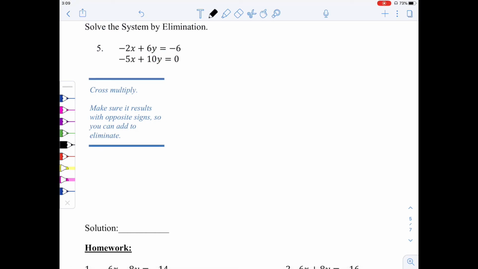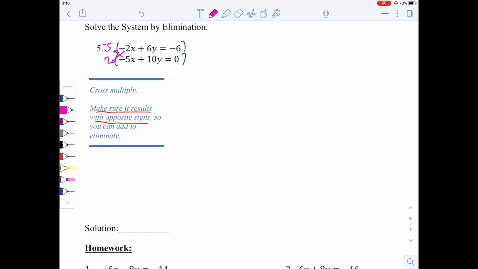Over 5. Same thing. We want to cross multiply. Right there. Make sure it results with opposite signs, so you can add to eliminate. That's the goal, right? So if we want to get rid of the x's here, we're going to cross multiply it. So that's going to be 5. That's going to be 2. Right? But because both are negative, we want to multiply one of them by a negative number. So let's make the top equation with a negative.